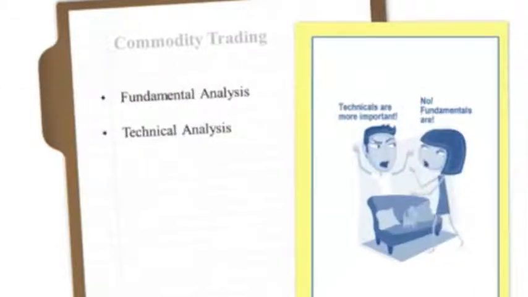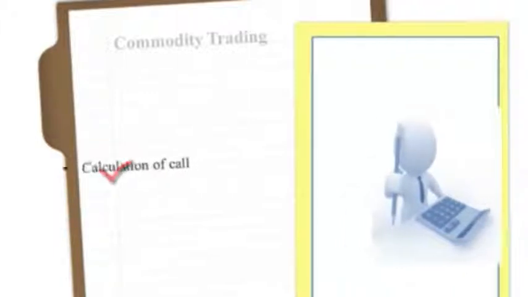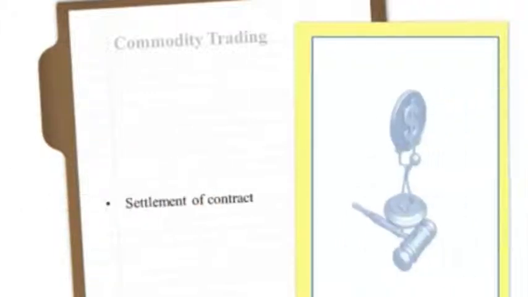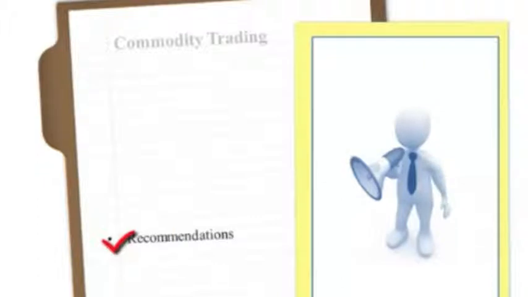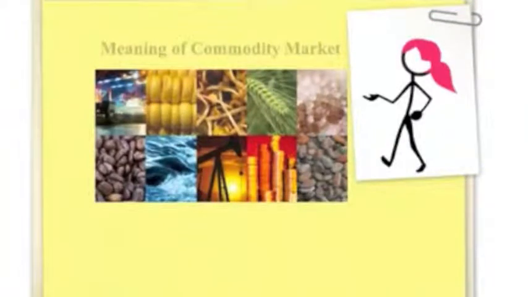Then we will understand what are the fundamental and the technical analysis which will help us in the calculation of a call. At the end, we see how settlement of a contract takes place. We'll also discuss some recommendations that are required in trading at the end of our course. At the beginning, let's start with first understanding the meaning of a commodity.